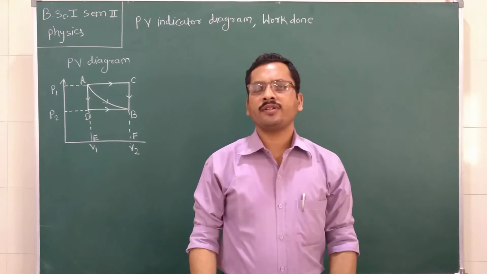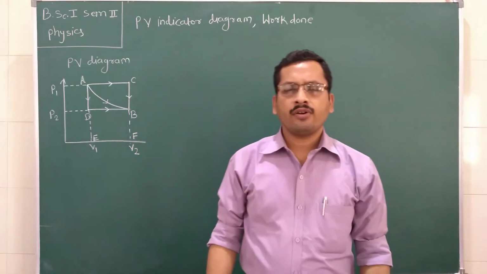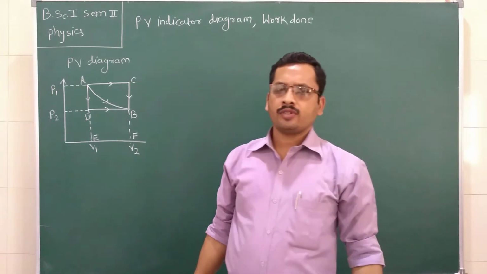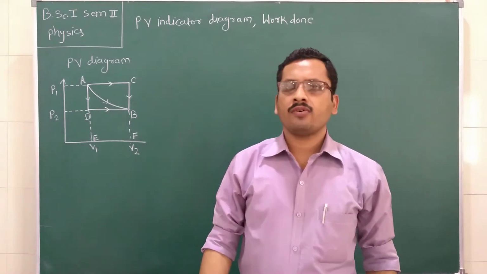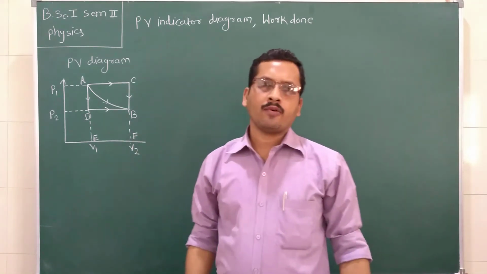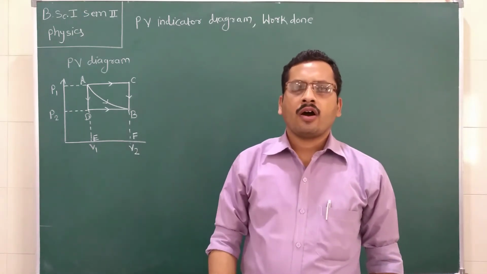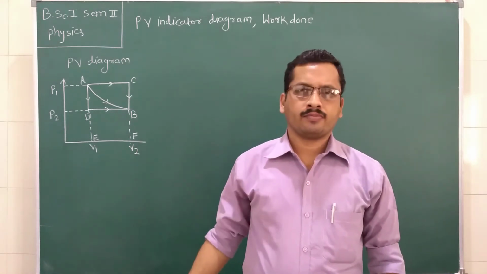Good morning, students. In the last lecture, we learned about the introductory part of thermodynamics. Today, we are going to see the PV indicator diagram and the work done. Now, what is a PV indicator diagram, or simply a PV diagram? It is nothing but the graph of a system between the pressure and volume.